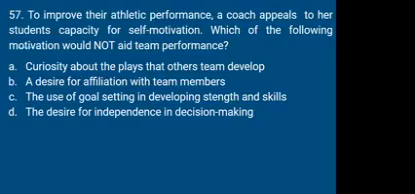So from these choices given, it is easy for you to identify the correct answer. So the correct answer is letter D, independent. So it would not aid team performance, but rather kanya-kanya, di ba? Self. So parang sa sarili mo lang. The desire for independence in decision making.